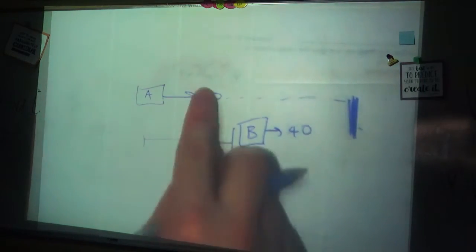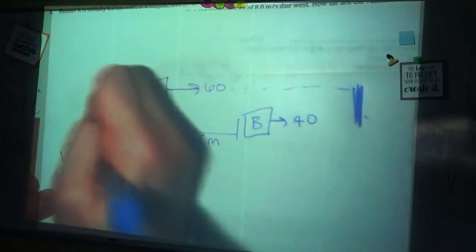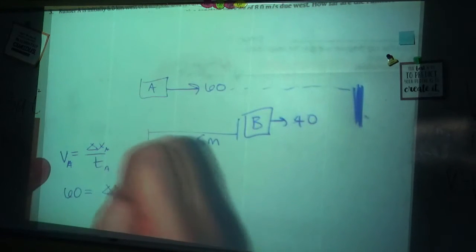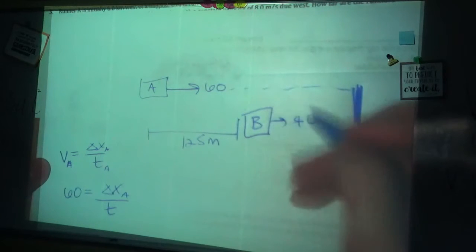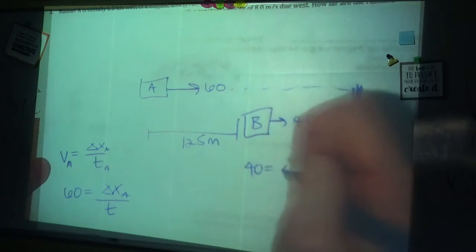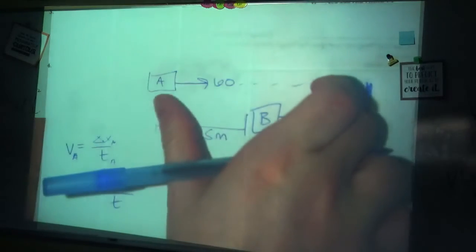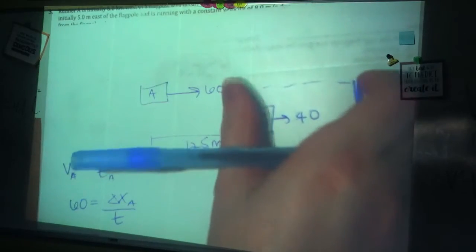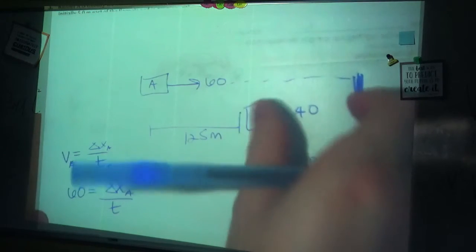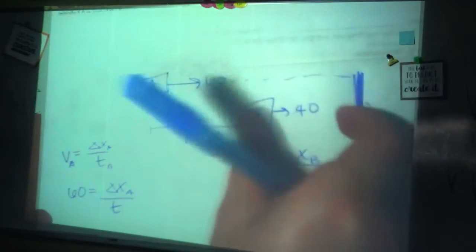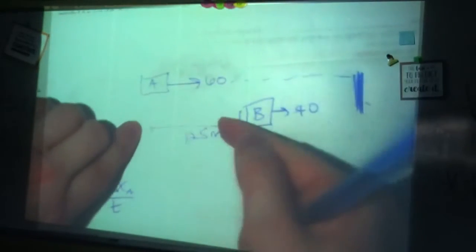So your first equation, because it's going at constant velocity, would be the velocity is displacement over time for A guy, A. And his velocity would be 60 is displacement for A over time. And then B would be 40 is displacement for B over time. And I want them to end in the same spot. I don't necessarily want their displacements to be the same. If you think about it, you want this guy, A, to go as far as this guy does, plus this extra 125 meters.